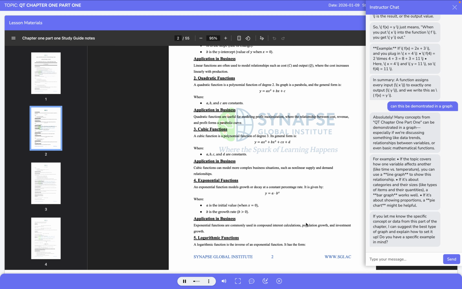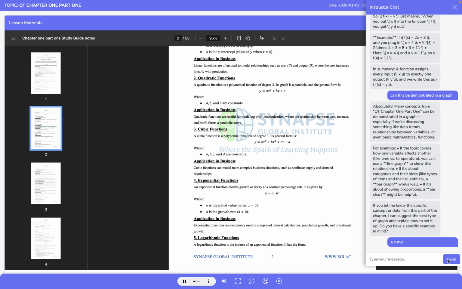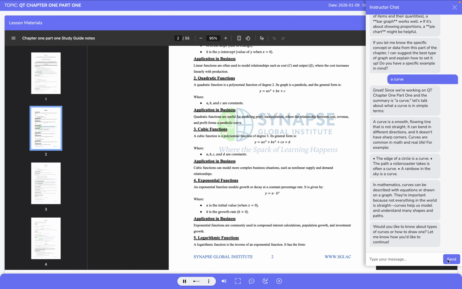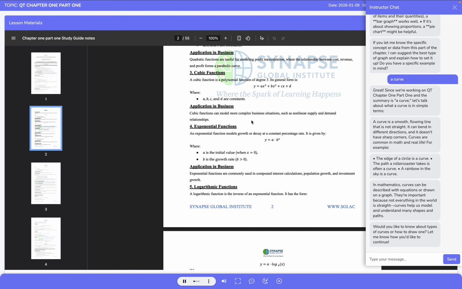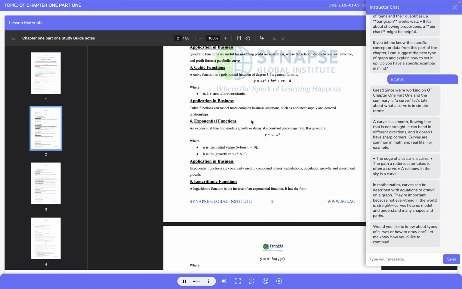Exponential functions are used to model growth or decay at a constant percentage rate. An exponential function is given by y = a · b^x. In this expression, a is the initial value when x equals 0, and b is the growth factor, with b being greater than 0. In business contexts, exponential functions are commonly used for compound interest calculations, population growth analysis, and modeling the growth of investments over time. If you are familiar with interest accumulating faster as time goes on, that accelerating behavior is exactly what exponential functions capture.